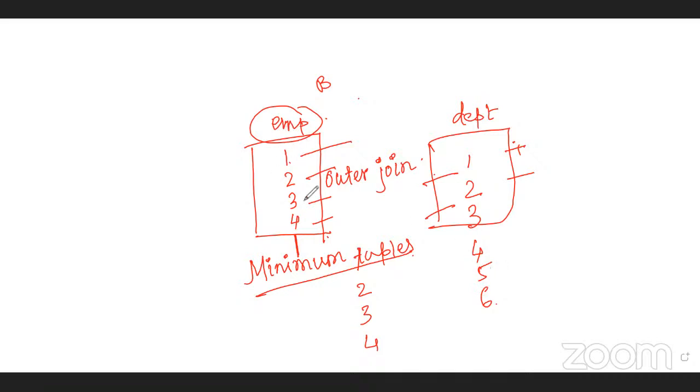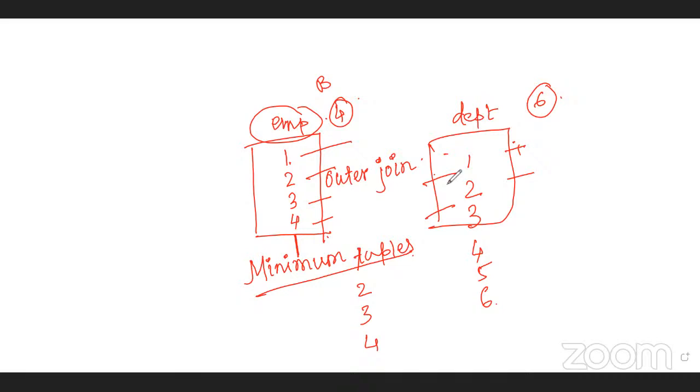Suppose this employee has 4 tuples and this has 6 tuples. So how can you find the minimum number of tuples in the outer join? For the condition, the tuples need to be matched: every tuple of one table should match with a tuple of the other table. That is the minimum condition. So in this way you can get the minimum. What will be the minimum in this case? That is 6.